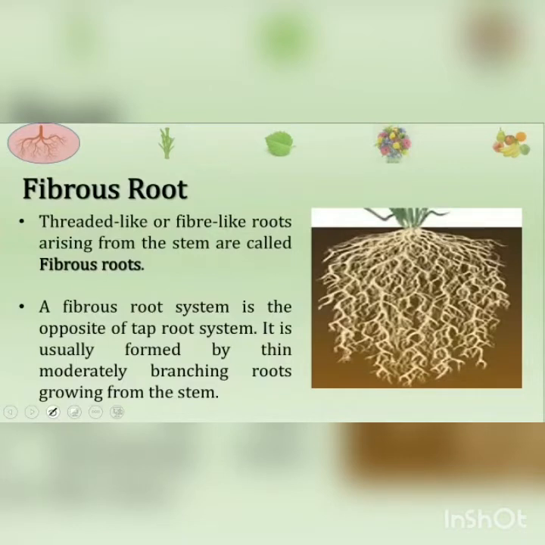Next is about the fibrous root. Now fibrous root, children, if you see here, these are thread-like or hair-like. So thread-like or fiber-like roots arising from the stem are called fibrous root. They are arising from the stem itself. The fibrous root system is the opposite of the taproot system. It is usually formed by thin, moderately branching roots growing from the stem. So these are called fibrous root.